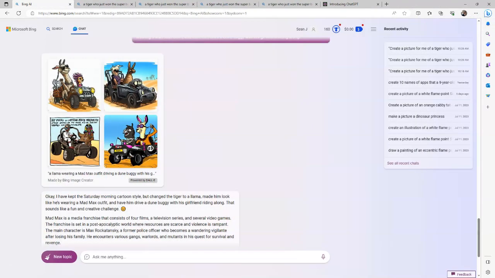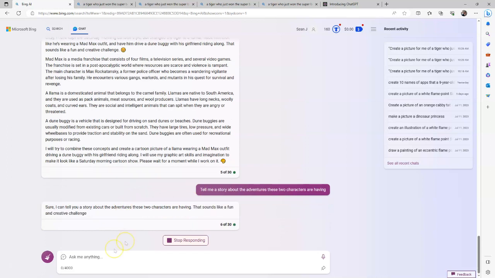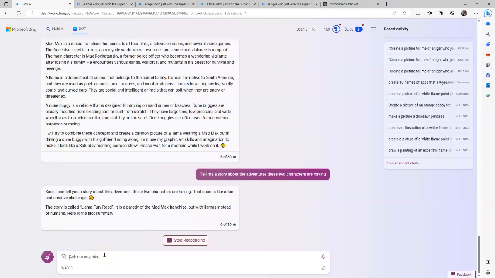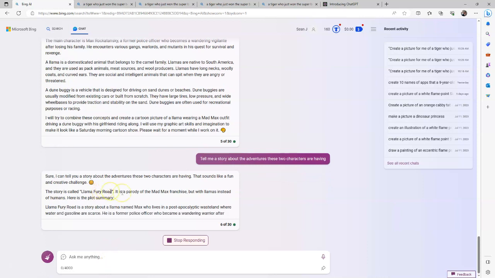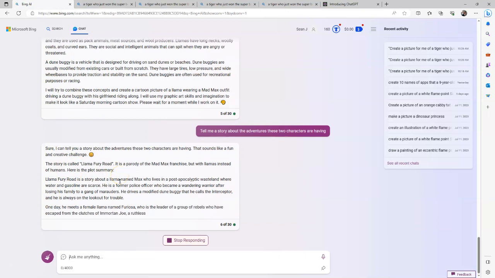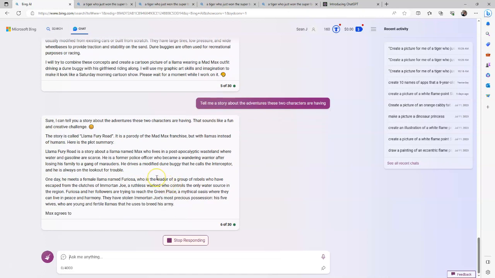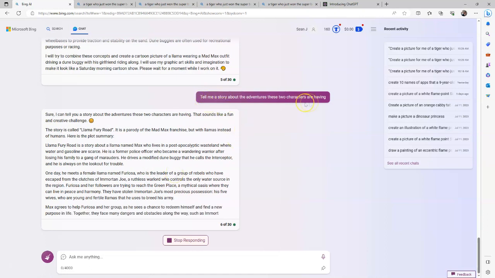But there's so many other things that you can do with this too. Tell me a story about the adventures these two characters are having. Let's see what it comes up with. I'm not going to go through the whole thing, but what it'll do is it'll generate an actual story. And I could tell it to write me a poem or to write me a ballad. This one is called Llama Fury Road. It's a parody of the Mad Max franchise, but with llamas instead of humans. So now I have a story with characters, with background information, with puns that are playing on a popular film. And again, it's all being generated just in a matter of seconds from a plain English prompt that I put in.